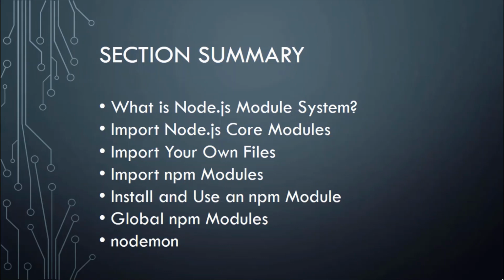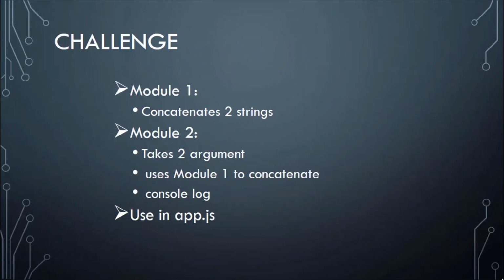But before that, as a challenge, try building a Node application with 2 modules. The first module will concatenate 2 strings. The second module takes 2 arguments as strings. Using the first module, it will concatenate both of them and then console log them, and just call the second module in your app.js using 2 strings. The more you practice, the more familiar you'll get with how to handle code in Node and how to go around the module system and understand it a little better. Thank you for watching this video, and I'll see you in the next one.